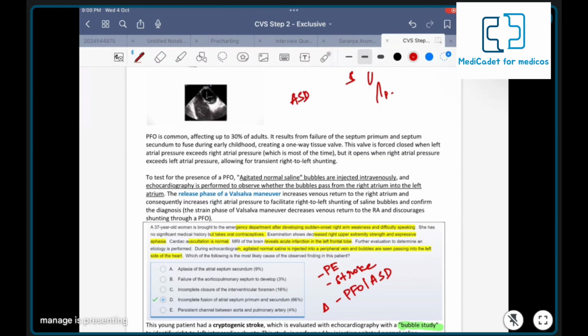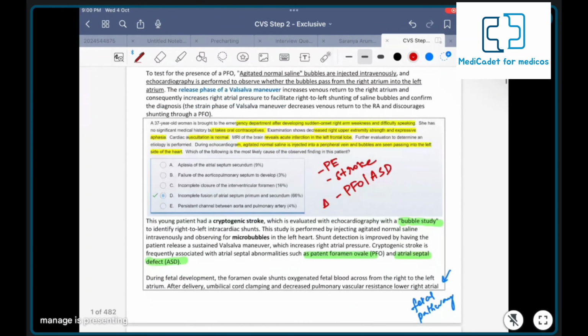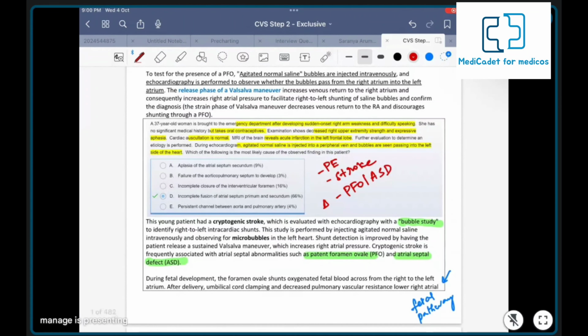In ASD, the problem is that either there is an endocardial cushion defect, so there is no primum at all, or rarely it could be a secundum defect. In those cases, it is different. Even those patients could present with similar symptoms, just like this patient. They will have stroke symptoms and a little note about the pulmonary embolism, and they will ask you the cause.